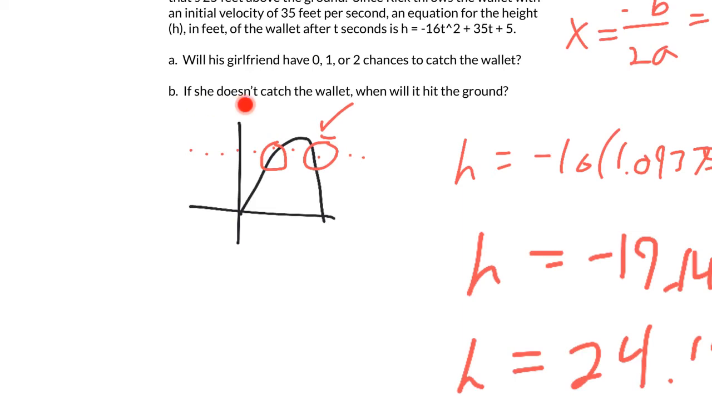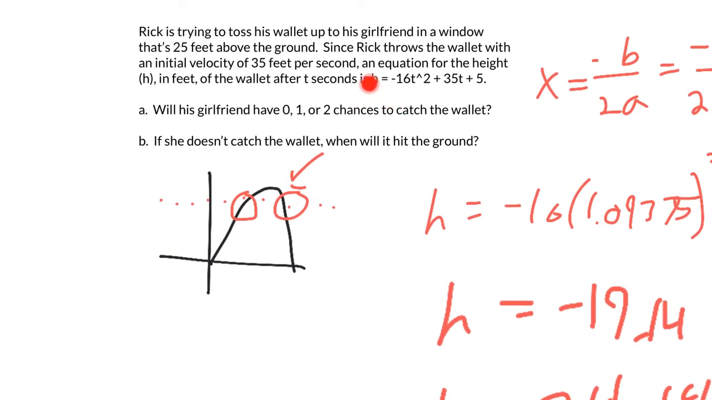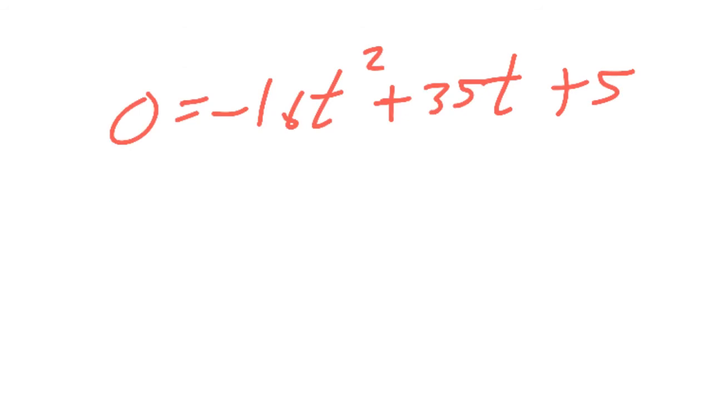So part B, if she doesn't catch the wallet, when will it hit the ground? The wallet hits the ground when the height is 0. So we're going to plug in 0 into this equation for h, and then we'll solve for t. So that's what it looks like when you plug in 0 in for h, and now you've got something to solve. This is a quadratic, so you can't go wrong by using the quadratic formula.